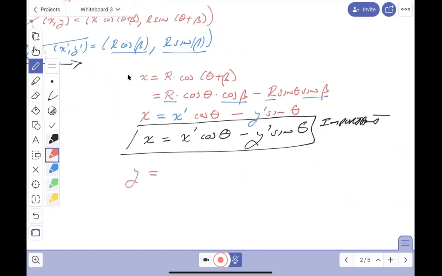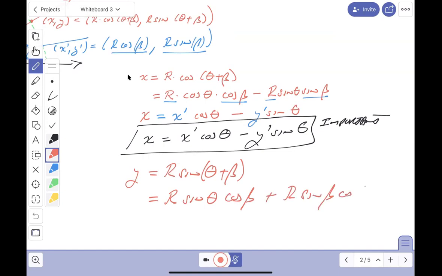And what's y equal to? R sine theta plus beta. They said simple expansion. Let's see what happens. R sine theta cosine beta plus R sine beta cosine theta. Well, let's do our substitutions again. And someone said, what do you mean substitutions? I'm doing these guys here still. Now, do I see R cosine beta? I do, right here. And what's that equal to? X prime. What's left over? Sine theta.